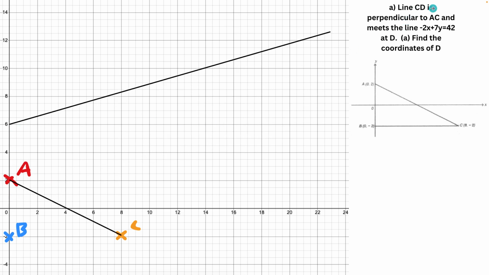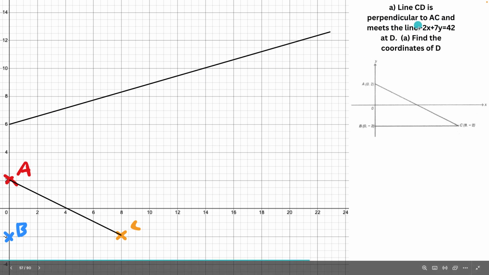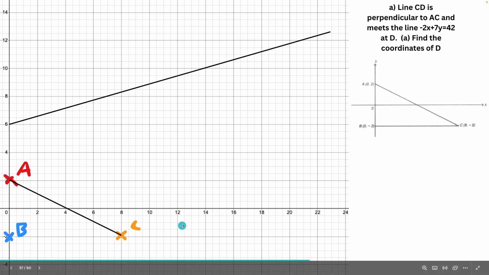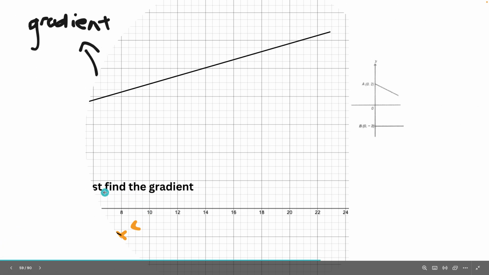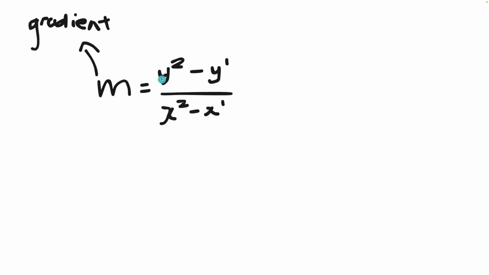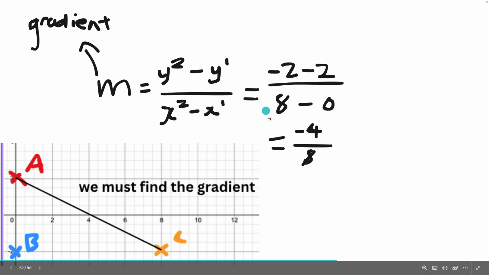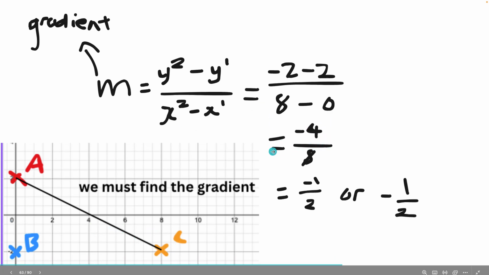Now, as you can see, line CD is perpendicular to AC. So let's draw line AC, and we need to meet the line afterwards with a perpendicular, but let's talk about it later. So first, to find the perpendicular, we need to find this gradient. m is the gradient, so y2 minus y1 divided by x2 minus x1. So y is negative 2 minus 2, and x is 8 minus 0, so we will get negative 4 over 8, or negative 1 over 2.